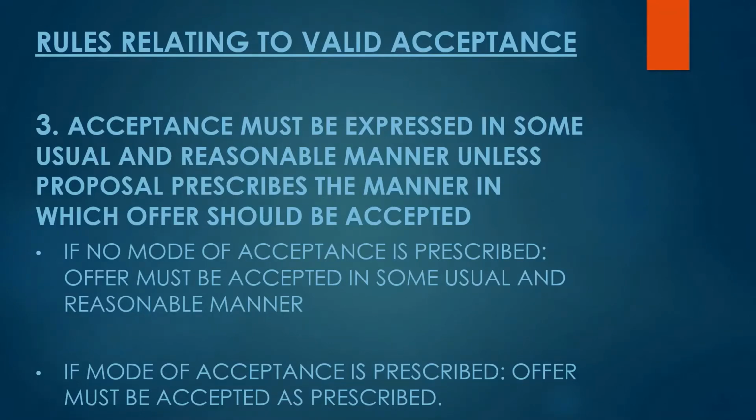B and Mr. A further asks Mr. B to signify his acceptance by clapping twice and Mr. B does so, then this will be a valid acceptance. Why? Because the offer itself prescribes the manner in which the offer should be accepted. So even if an offer prescribes a weird mode of acceptance, it is perfectly valid. All right.